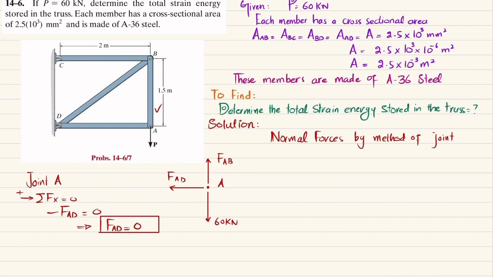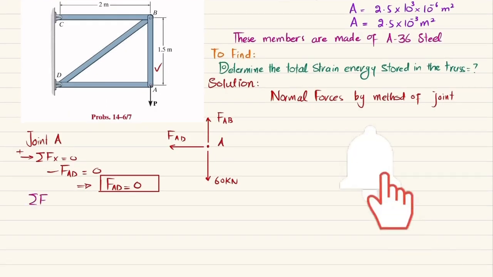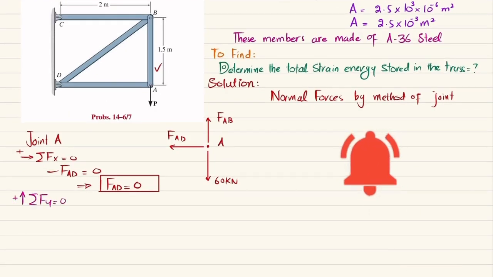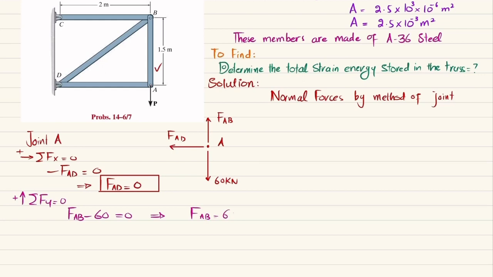Now we will apply another equation of equilibrium, that the sum of all forces along y direction must be equal to 0, and upward force is taken as positive. So FAB is upward, minus 60 kilonewton is downward. Their sum must be equal to 0. So FAB is equal to 60 kilonewton.